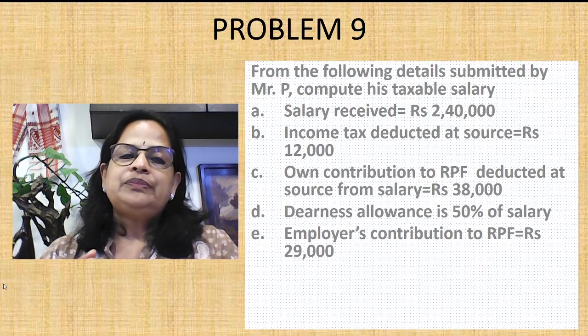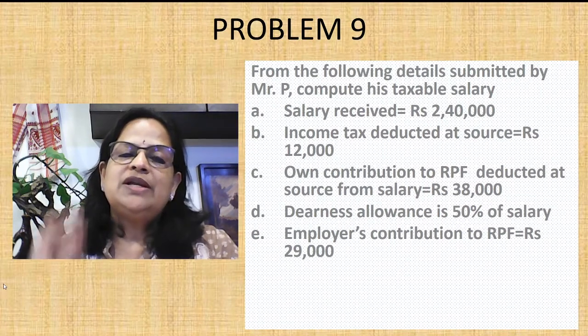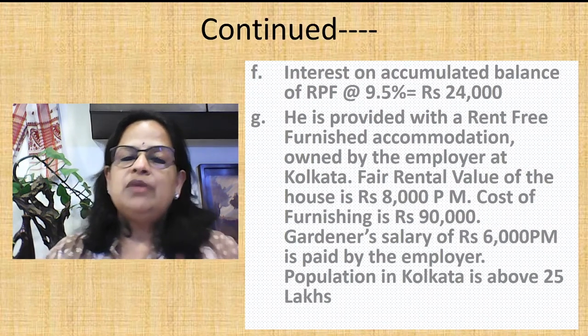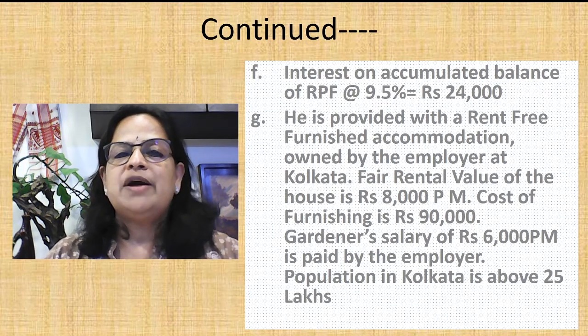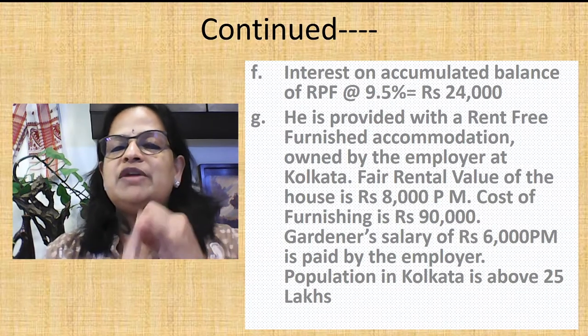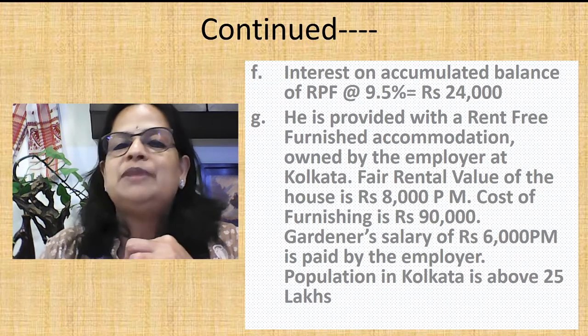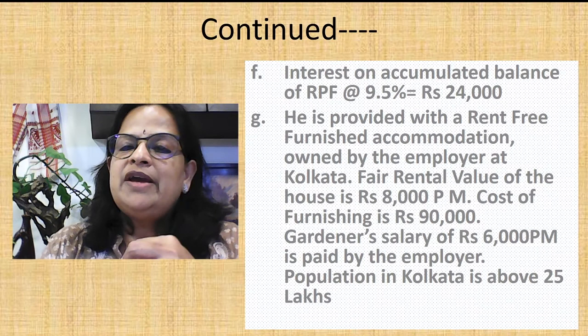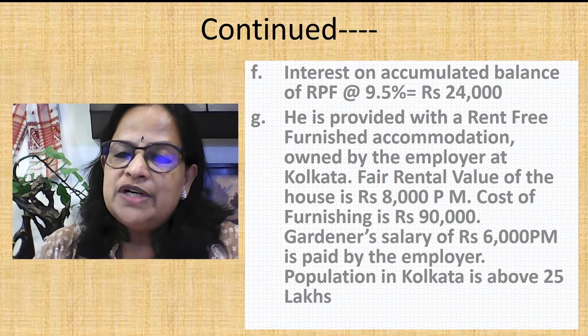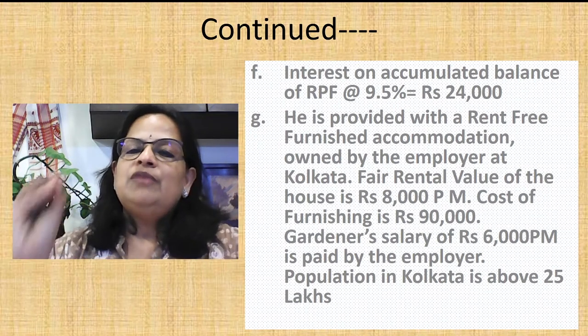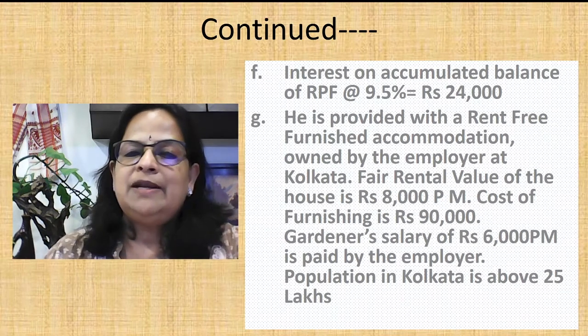We have to check whether it is exceeding 12% or not. Then only it will be taxable. Next point is interest on accumulated balance of RPF, 9.5%. When I explained Provident Fund, I told you if interest is not exceeding 9.5%, it is not taxable. So this item is not taxable. Now he is provided with a rent-free furnished accommodation owned by the employer at Kolkata. The fair rental value of the house is 8,000 per month. Cost of furnishing is 90,000. Gardener's salary of 6,000 per month is paid by the employer. Population of Kolkata is about 25 lakhs. Gardener's treatment, I told you, when the house is owned by the employer, it is not taxed separately.